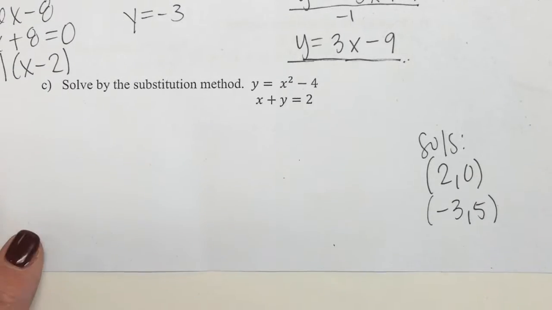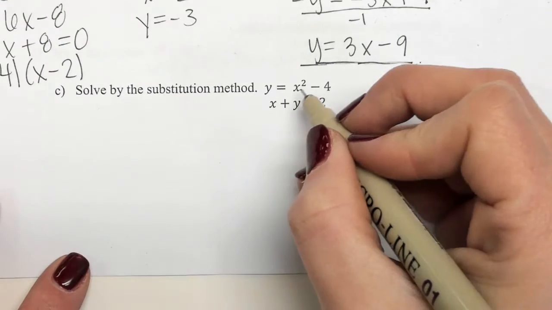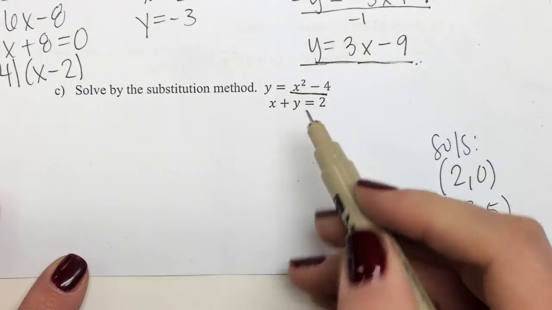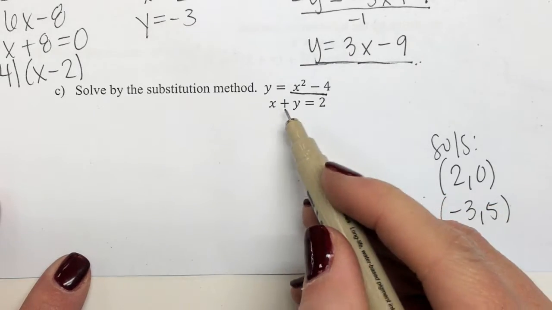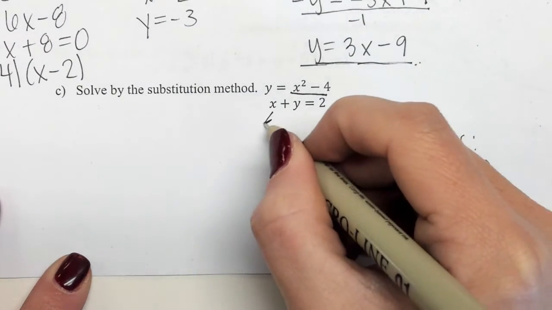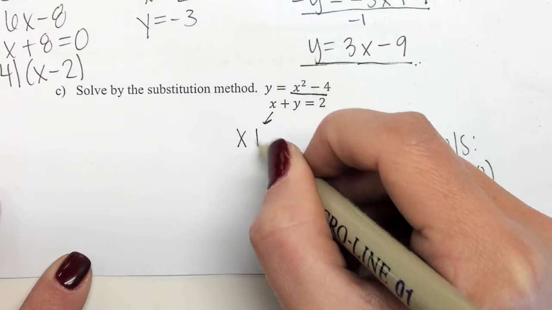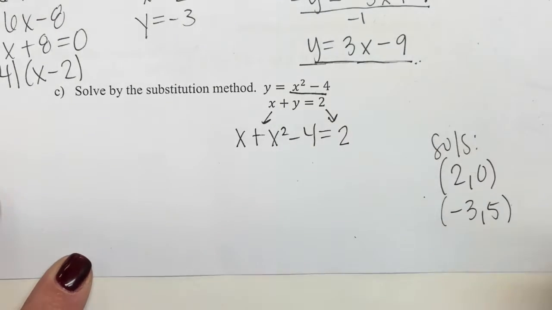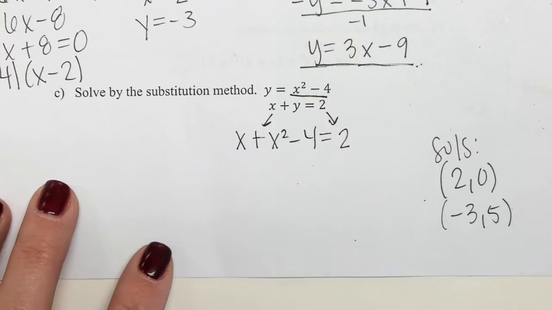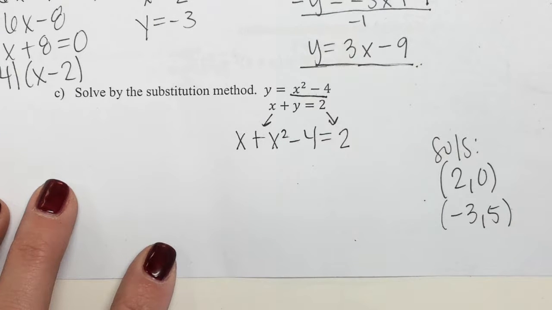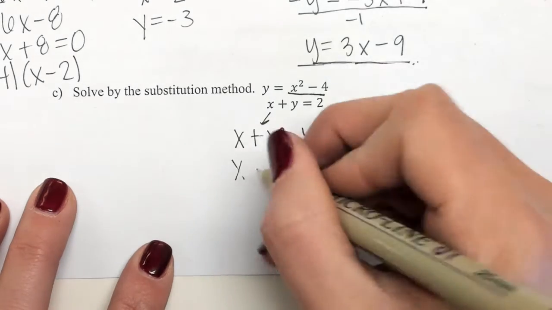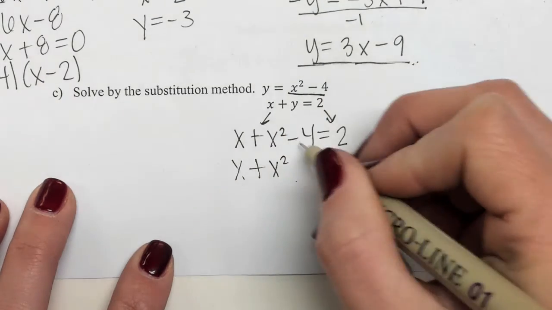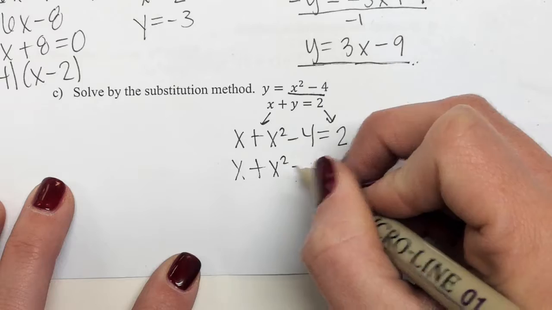Yes? Okay. Y is already solved for right here. So all I need to do is plug this into Y. So here's how it looks. Keep the X, plug in this for Y, so X squared minus 4, and still keep the equals 2. What do I do from here? Subtract 2. Subtract 2, so I get X plus X squared. What's negative 4 minus 2?